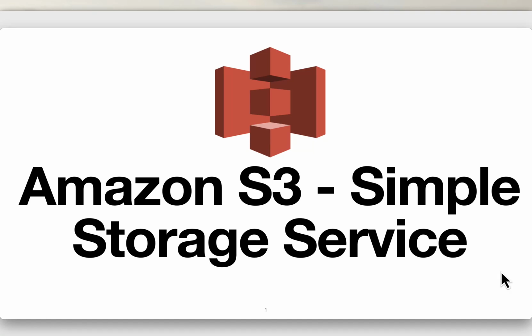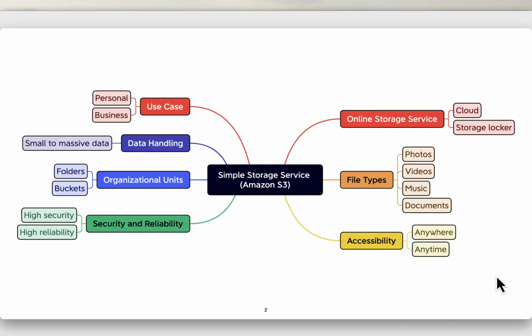Amazon S3, Simple Storage Service. 1. Amazon S3 is an online storage service, like a big online storage locker in the cloud. 2. It stores all types of digital files: photos, videos, music, documents, etc. 3. Accessible from anywhere, anytime. 4. Offers high security and reliability.